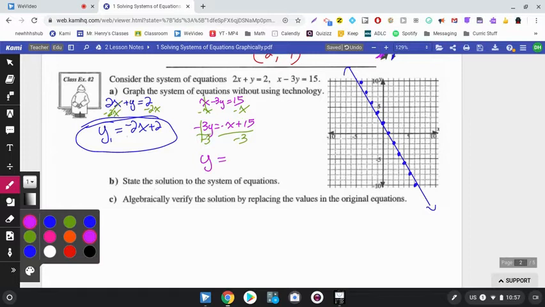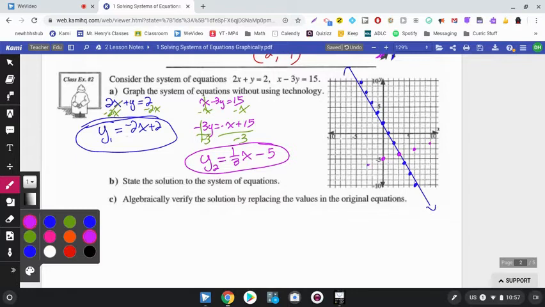Y equals positive 1/3 x, negative divided by negative, positive 1/3 x minus 5. Okay, and that's y2. All right, y-intercept of negative 5, I can graph that. And then I am going up 1 over 3, up 1 over 3. Well, automatically, hey, there it is. That's my point.